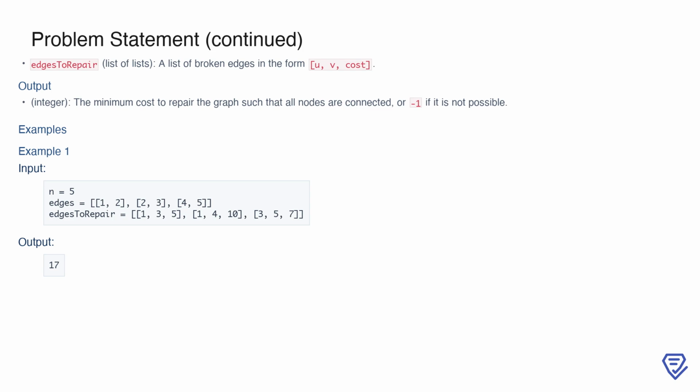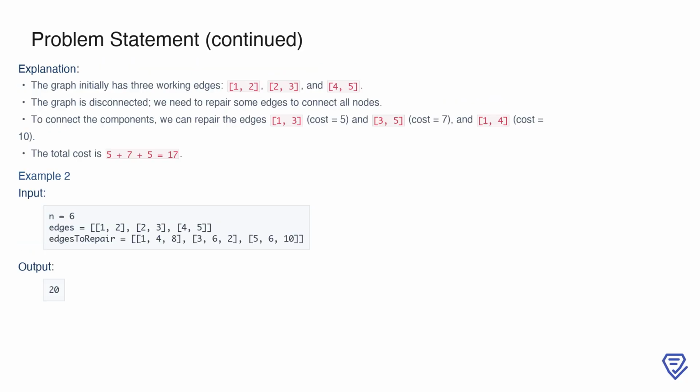In the first example, we are given n equals 5, with 3 functional edges, [1, 2], [2, 3], [4, 5], and 3 broken edges, [1, 3, 5], [1, 4, 10], [3, 5, 7]. The output for this example is 17. Here's an explanation of the first example.